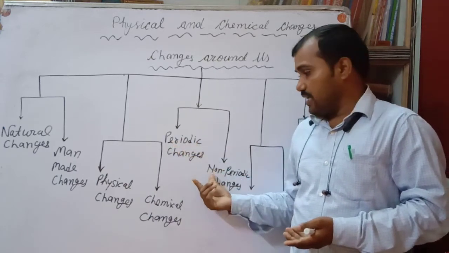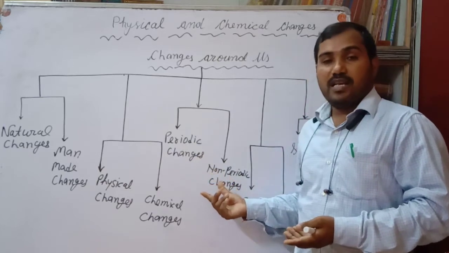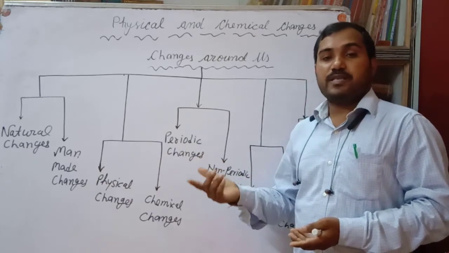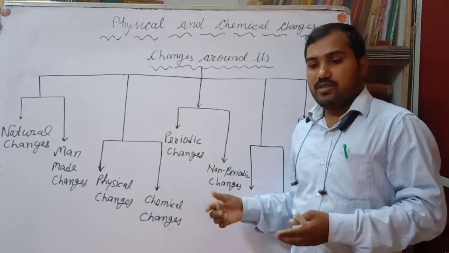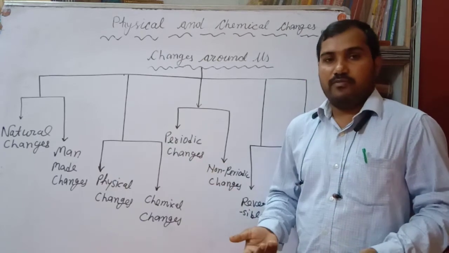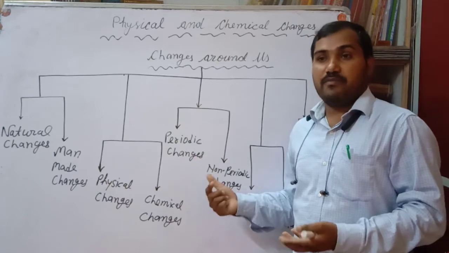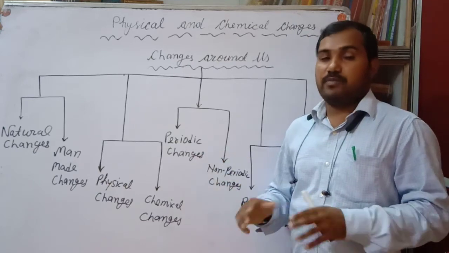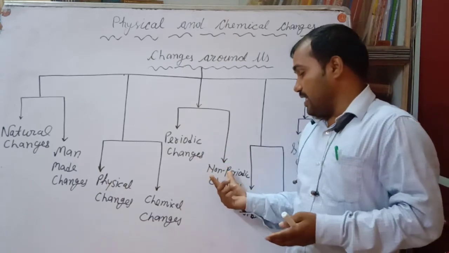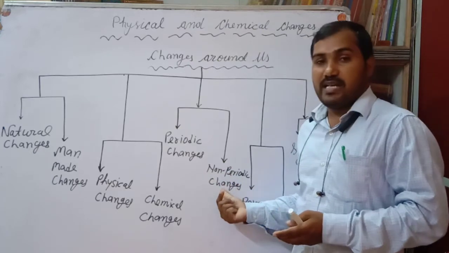Periodic, non-periodic. Non-periodic, like a volcano eruption, because whenever it will occur, we do not know. When eruptions of the volcano will take place, we are not knowing anything. That is why it comes under the non-periodic changes.